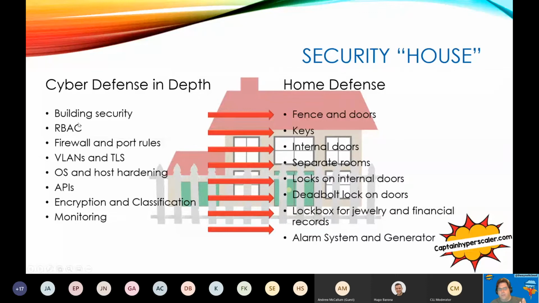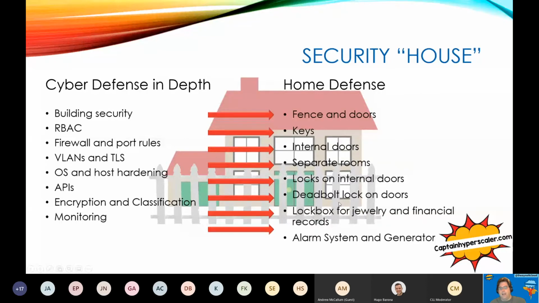where you have your building security of your fence and doors, and your role-based access control being the keys to your house. Only people that have privileges to get into your house can have keys to your house. Your internal doors provide segmentation, having separate rooms and internal doors within your environment. Hardening your operating system and your host means putting additional locks and protections in your environment.